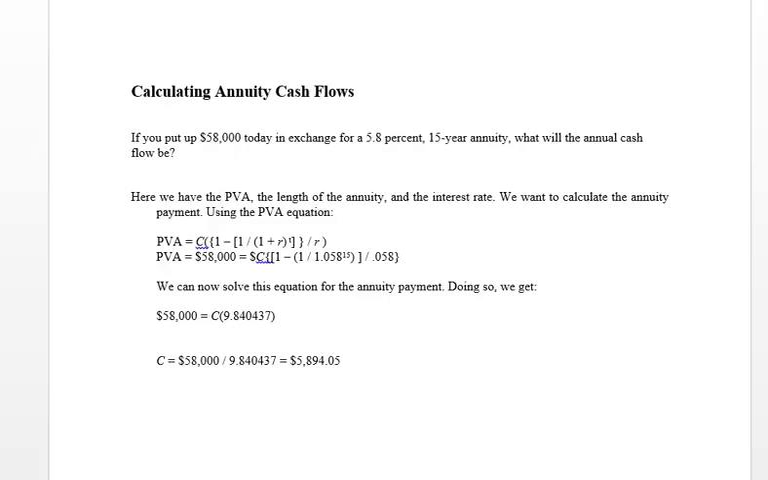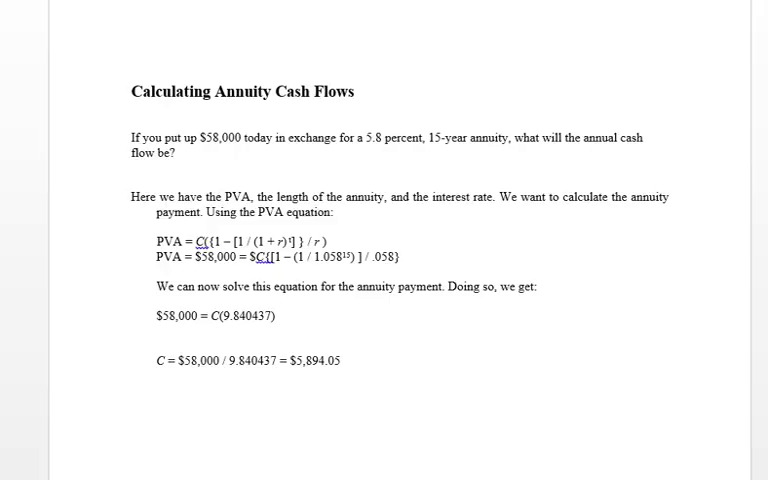We are looking at the problem set of calculating the annuity cash flows. Here's our problem. If you were to put $58,000 today in exchange for a 5.8% 15-year annuity, what will the annual cash flow be? So we have a couple things. We have the length of the annuity of 15 years. We have the interest rate of 5.8%, and we also have the $58,000. So that's the PVA. What we're looking to do is find out what the yearly payment is going to be, which is C.